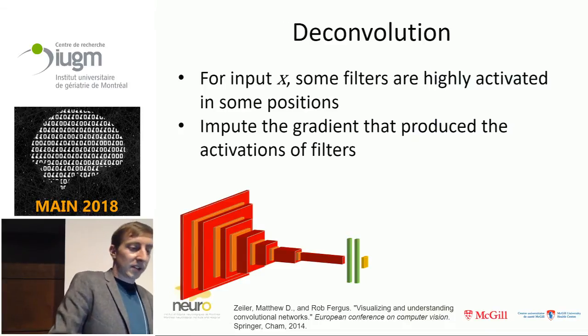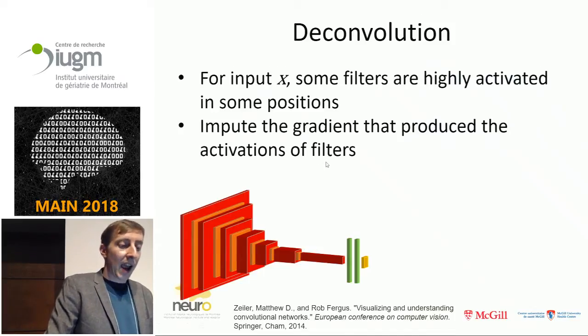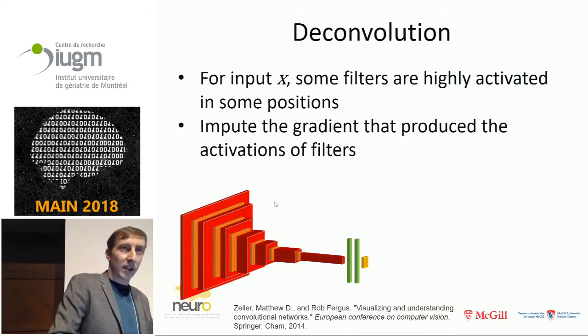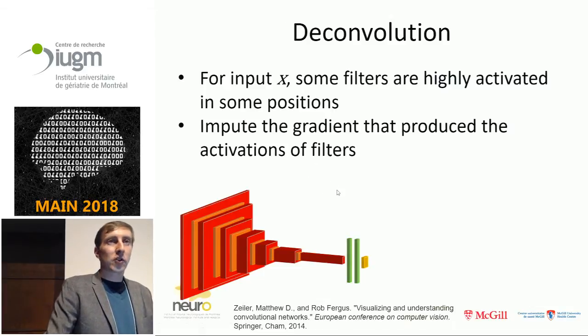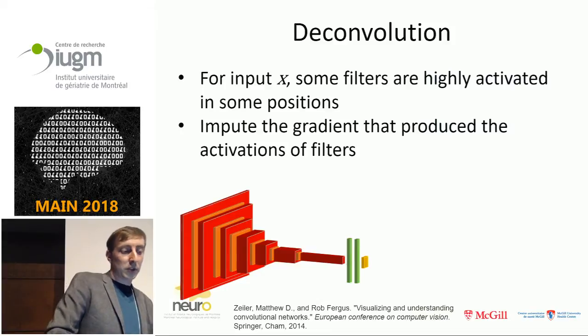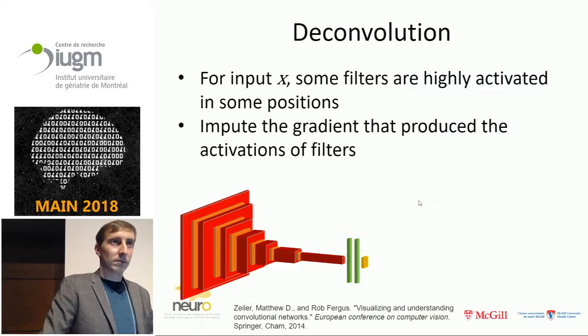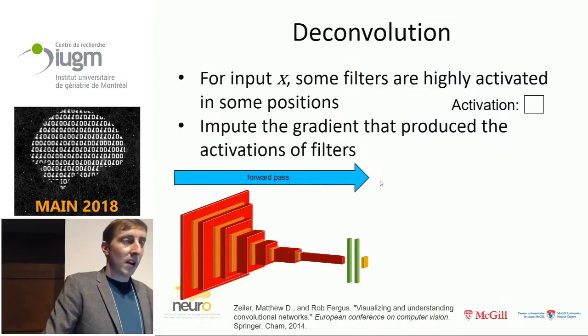So for some input image X, some filters are highly activated, and you search for the highest activations in the layer, and you try to impute the gradient that produced the activation of this filter, without actually knowing what it is exactly. So the activation is the strongest. To do this, there's sort of a hack.